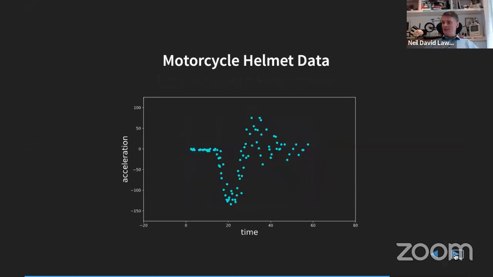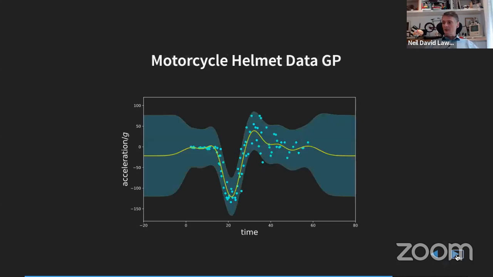The final data set, this motorcycle helmet data, is interesting because, relating to that question about likelihoods before, it has this heteroscedastic likelihood, and the deep Gaussian process can easily handle that. So here with the regular GP, the variance is too high at the beginning.